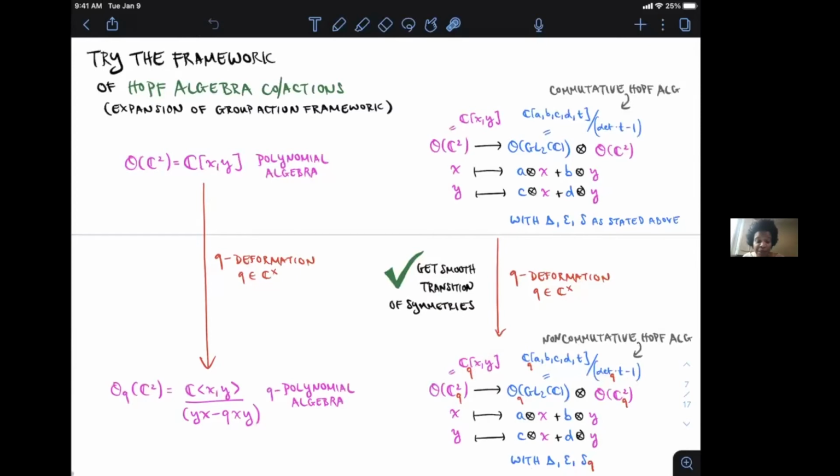Okay. So any questions on this? So what does determinant sub Q mean? Okay, there's a Q version of quantum determinant. Of course, up here, as you know, it's AD minus BC. Down here, it will be AD minus QBC. Thanks. Any other questions?